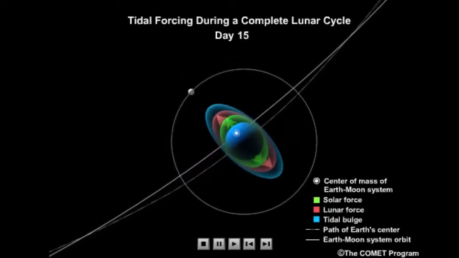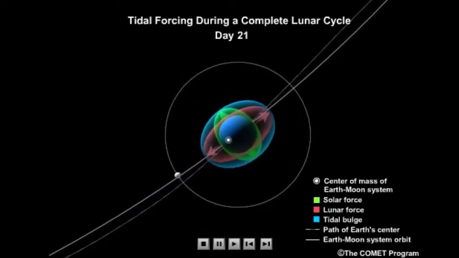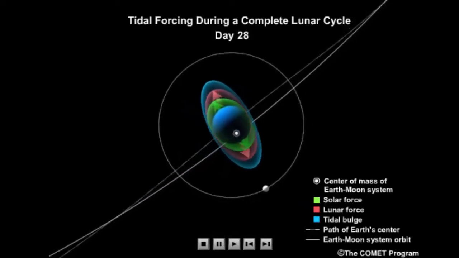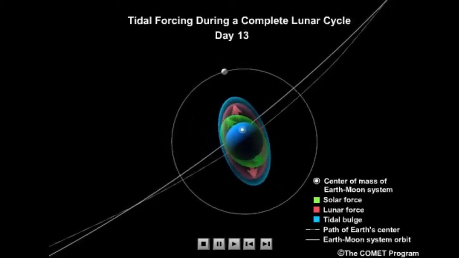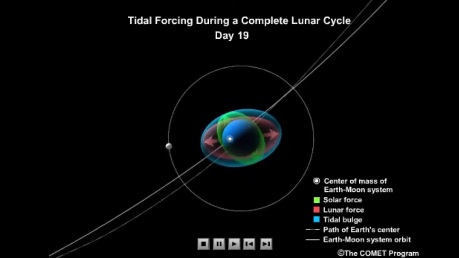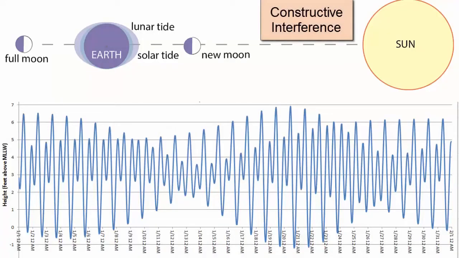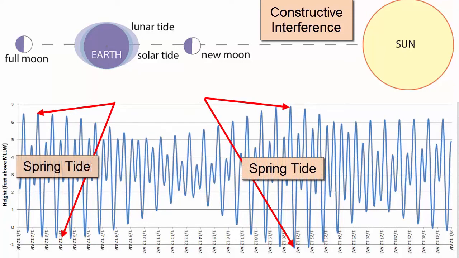The lunar and solar bulges are continually interfering with each other. As the Moon moves around the Earth every 29 days, it will carry the lunar bulges into phase and out of phase with the solar bulges. When the two are in phase, which happens during full and new moons, the two bulges constructively interfere, and we experience a much greater tidal range, with lower lows and higher highs: spring tides.